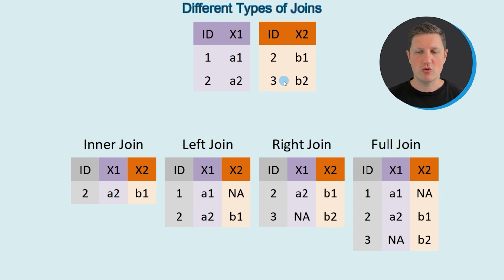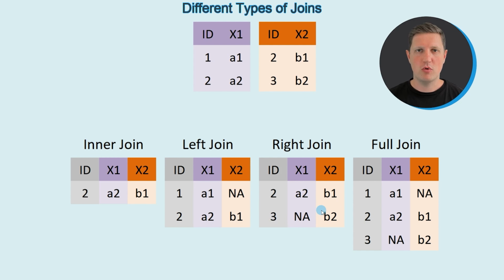A similar approach is provided by the right join that you can see at the bottom right. In this case, all the rows of the second data frame are kept, but only the rows of the first data frame that have an ID in both data frames. So in this case, the first row is removed because it is only stored in the first data frame, but the second and the third rows are kept in our merged data frame.